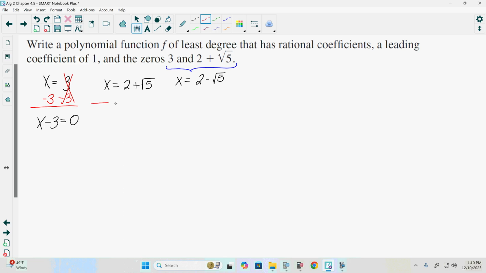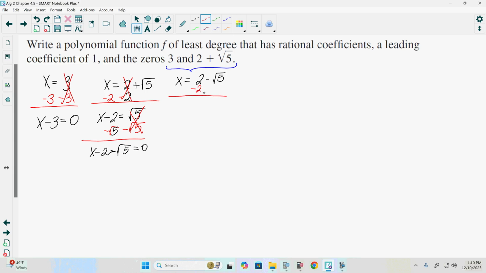We would do the same thing for our 2 plus the square root of 5. We would start off by subtracting 2 from both sides, telling us that x minus 2 is equal to the square root of 5. Now again, we need to get it equal to 0, so we would also subtract the square root of 5 from both sides, telling us that x minus 2 minus the square root of 5 is 0.